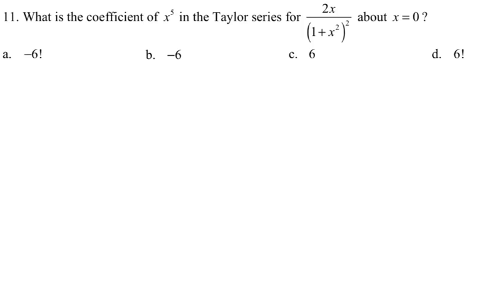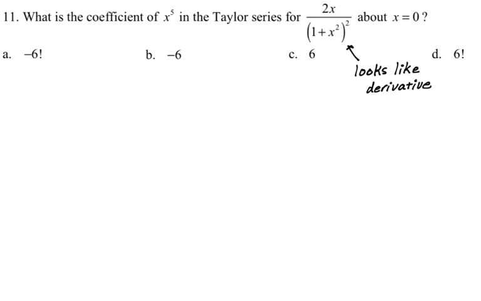So I am going to approach this problem by thinking 2x over the quantity 1 plus x squared, squared looks like something I could integrate. In fact, it looks like the derivative of something. And since it looks like the derivative of something, I'm going to try to integrate it. And when I integrate it, I'm going to try to write a series for that, then take the derivative of that.